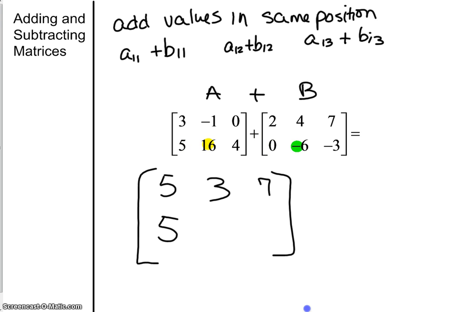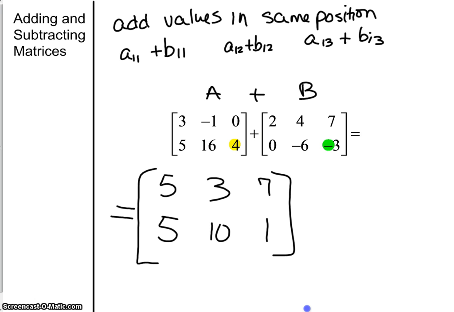Here we go again. We're going to move over. 16 plus -6 is 10. And then now we're going to look at 4 and a negative 3, which is 1. So that's our answer matrix of A plus B. And we just took each term in the exact same position and added it together.